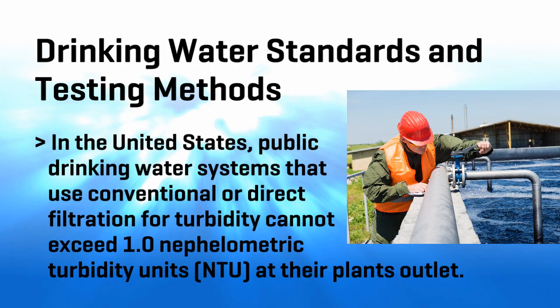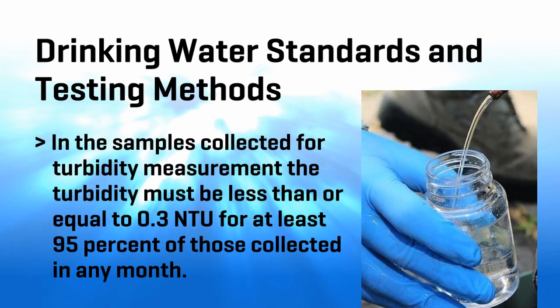So for public drinking water, you're not allowed to exceed one NTU at the effluent of your plant. Anything over that could be considered a concern for contamination from pathogenic bacteria. Basically, in a month, you have to be under 0.3 NTU 95% of the time. You can go over that sometimes, but the more samples you collect that are over that range, you get out of the 95 percentile and you're going to be in violation for that month, and then you have to take steps to rectify that or explain why that occurred.